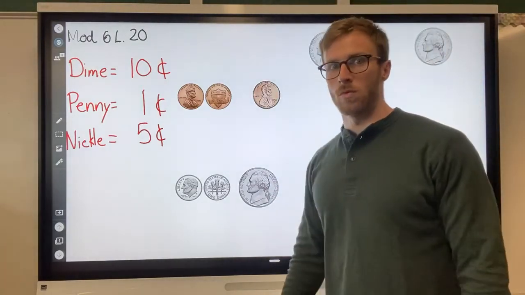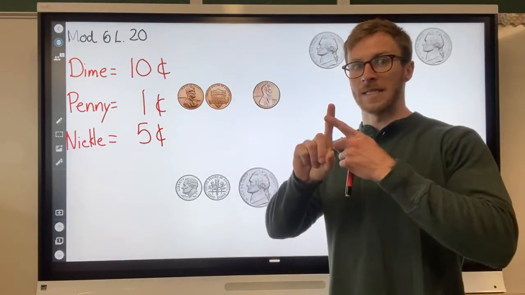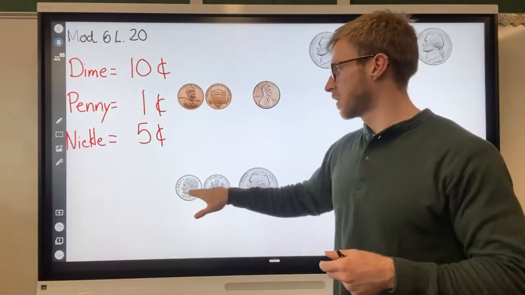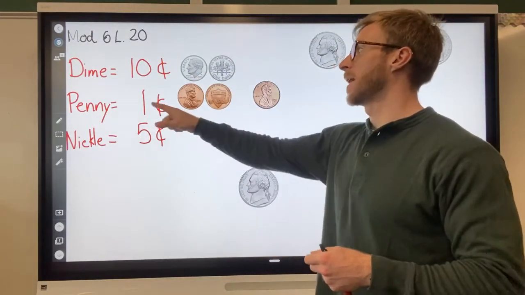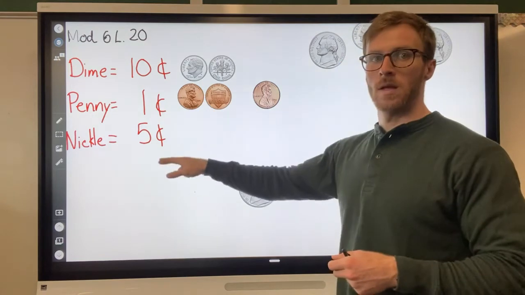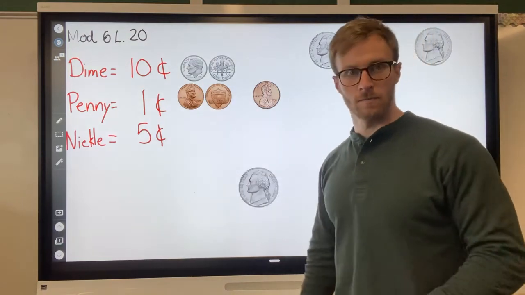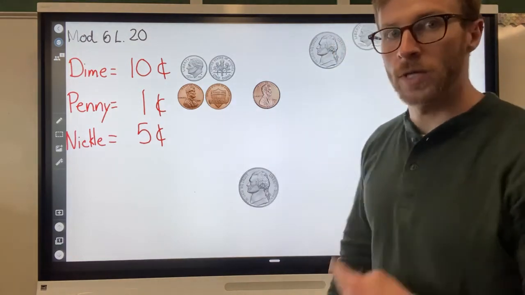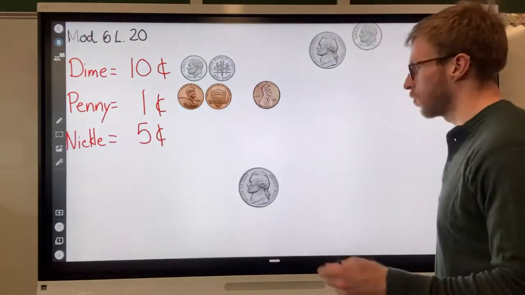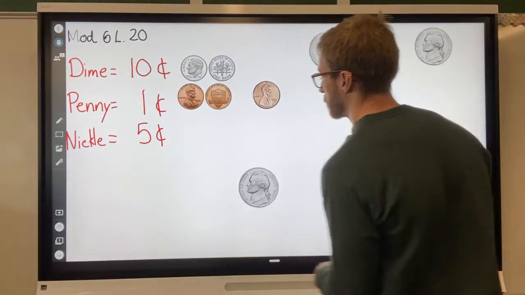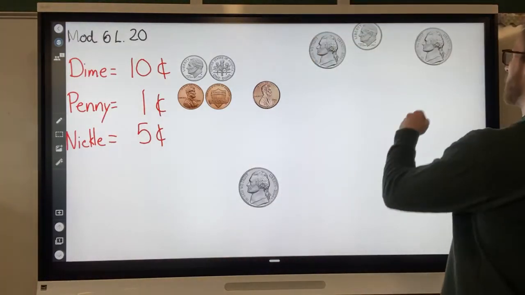All right, so dime, 10 cents. This is the dime. Penny, 1 cent. Nickel, 5 cents. Okay? Those are the only coins we're working with today. I got one more for you before we're done. I'm going to put some coins up here. I want you to tell me how much money I have.